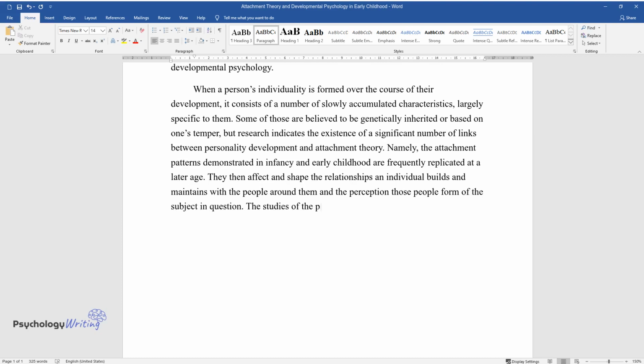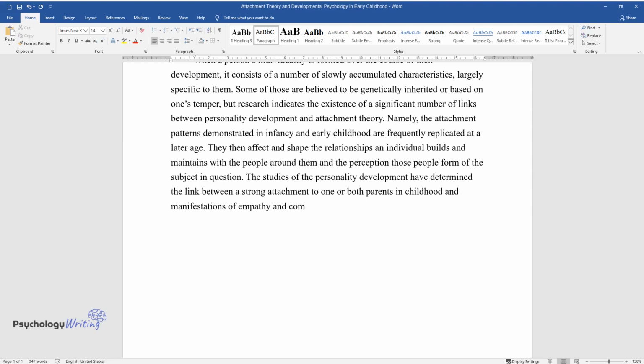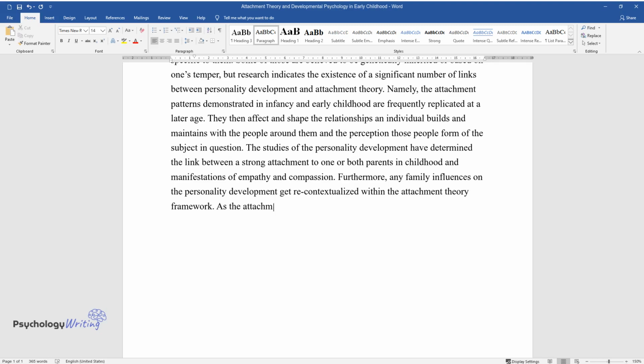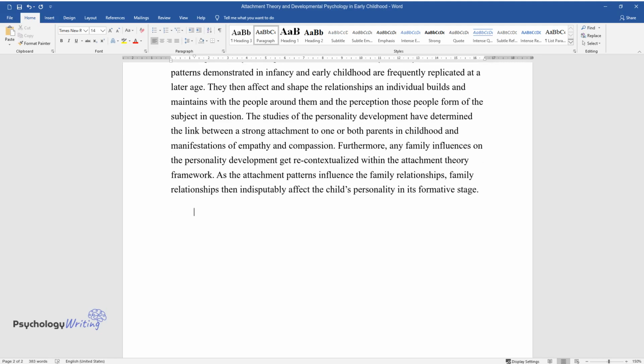The studies of personality development have determined the link between a strong attachment to one or both parents in childhood and manifestations of empathy and compassion. Furthermore, any family influences on personality development get recontextualized within the attachment theory framework. As the attachment patterns influence the family relationships, they then indisputably affect the child's personality in its formative stage.